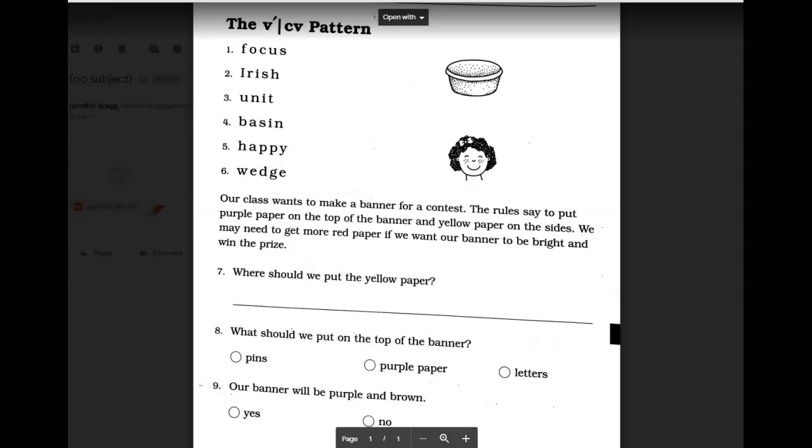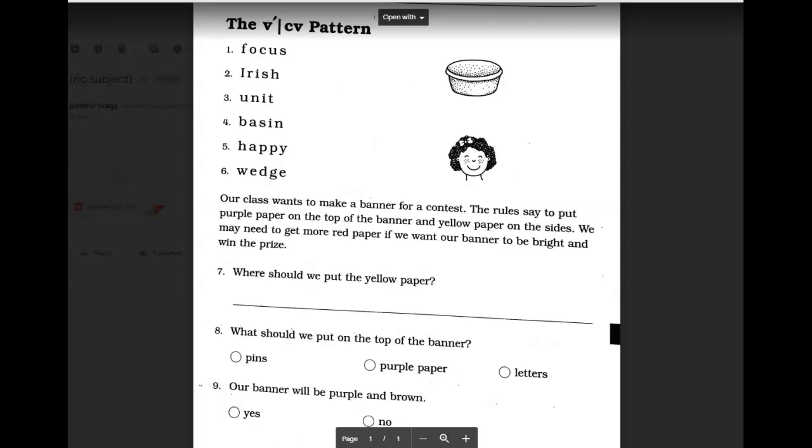Okay, guys, so let's look at your worksheet 81. Make sure on this side that matches me. We're going to work on this together, and then you'll do the other side independently. All right, here we go. Repeat after me the words focus, Irish, unit, basin, happy, wedge. All right, let's code each one.